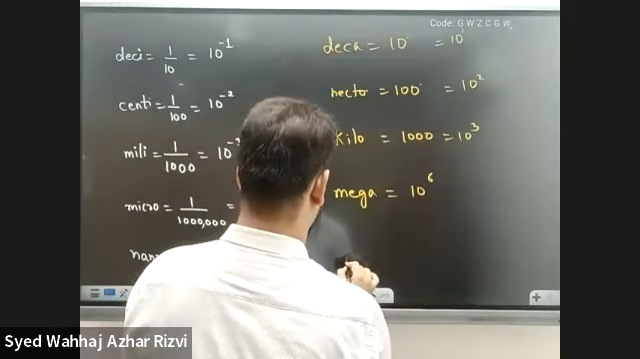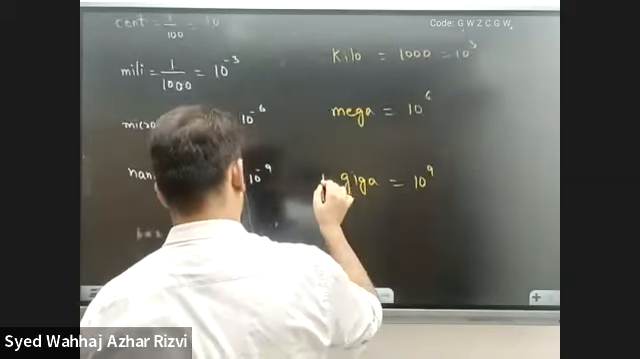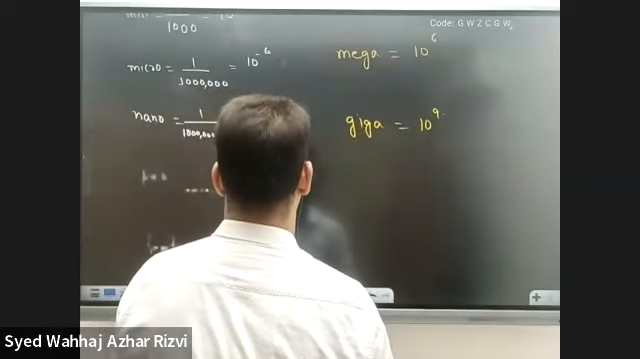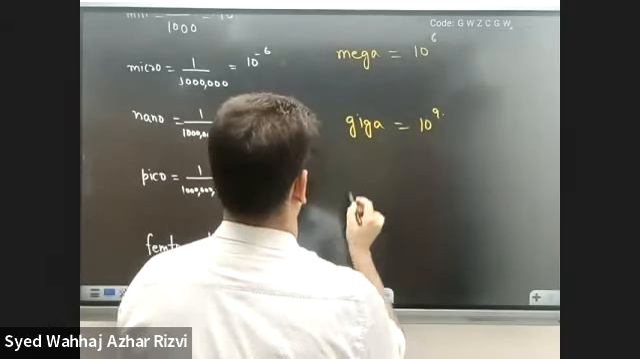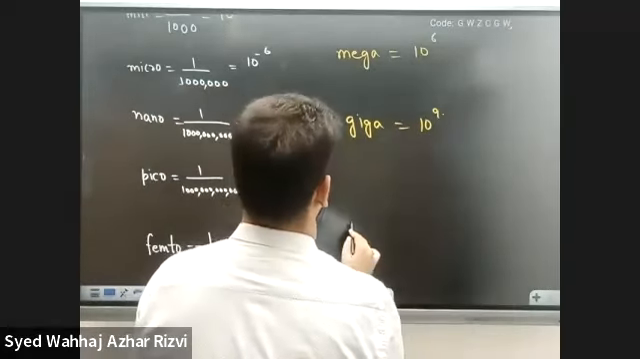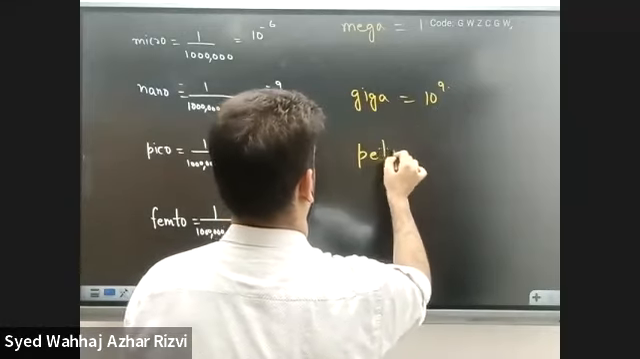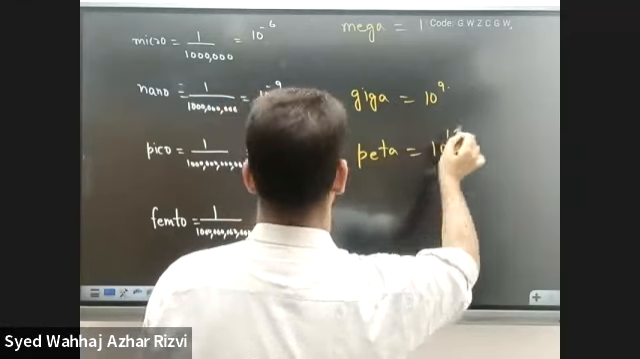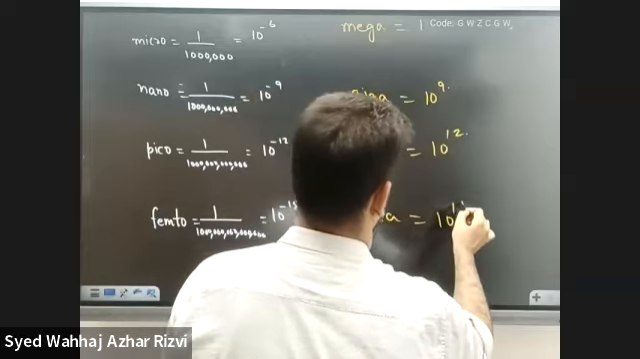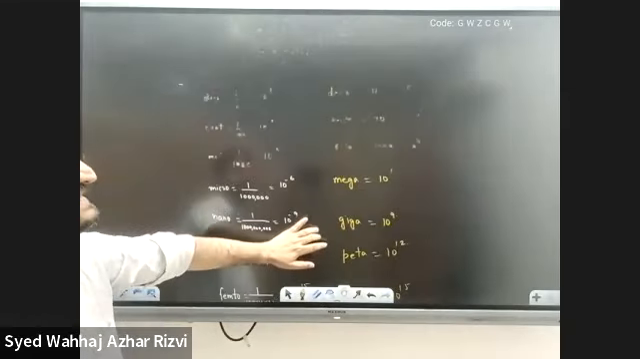Mega, then giga. Giga means 10 to the power 9. Giga is 10 to the power 9. Then it's peta. It's 10 to the power 12. And exa is 10 to the power 15. So these are the different values of prefixes that we have with us.